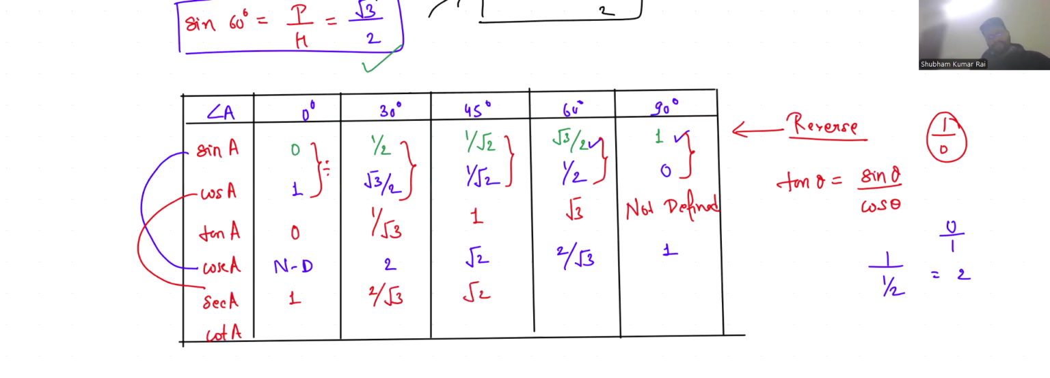Now, what is the reciprocal of tan? It is basically cot. So it will be not defined at 0 degree. Here at 30 degree, it will be root 3. Here it will be 1. Here it will be 1 by root 3. And here it will be 0. So these all are the trigonometric angle values that we have for all the trigonometric ratios like sine, cos, tan, cosec, sec, cot, right? These are all the values.